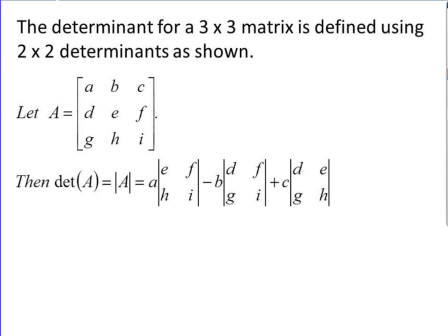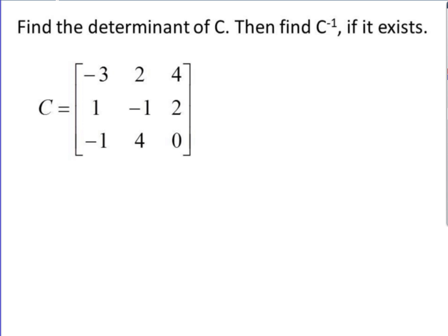Now, to find the determinant of a 3 by 3 matrix, there is a method you would use if you're going to do it by hand, but for our course you can go ahead and find this determinant on your calculator. So if we need to find the determinant of matrix C, the first thing you do is go into your matrix menu on your calculator, go over to edit and select whatever matrix you want to put it into. Let's put it in A. This is a 3 by 3 matrix, so we'll put in negative 3, 2, 4, 1, negative 1, 2, negative 1, 4, and 0.